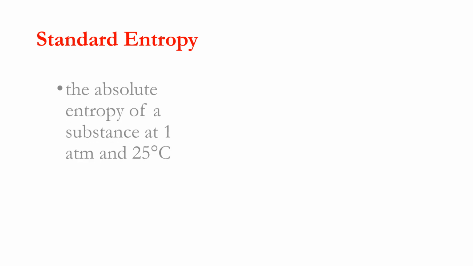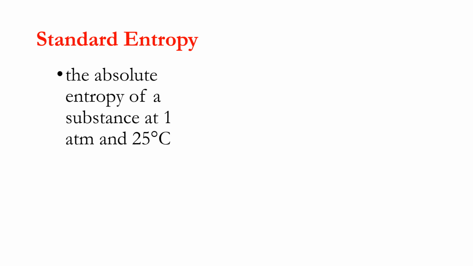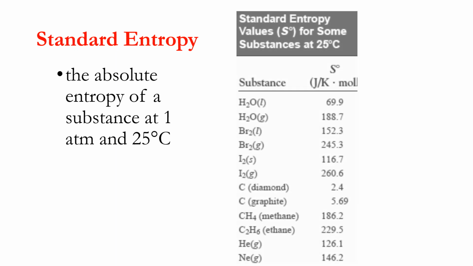So again, entropy is the measure of disorder in a system. Standard entropy is the absolute entropy of a substance at standard conditions, 1 atm and 25 degrees Celsius. We have here some standard entropy values for some substances at 25 degrees Celsius. Let's compare the standard entropy values of liquid water and gaseous water.